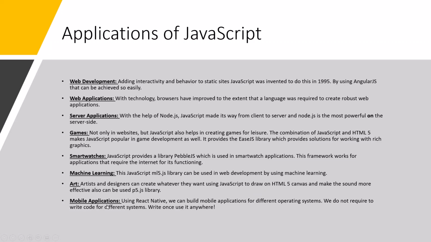So last one is mobile application. So using React Native, we can build mobile applications for different operating systems. We do not require to write code for different systems. It is write once, use it anywhere. So these are some of the very main applications in which we use JavaScript.